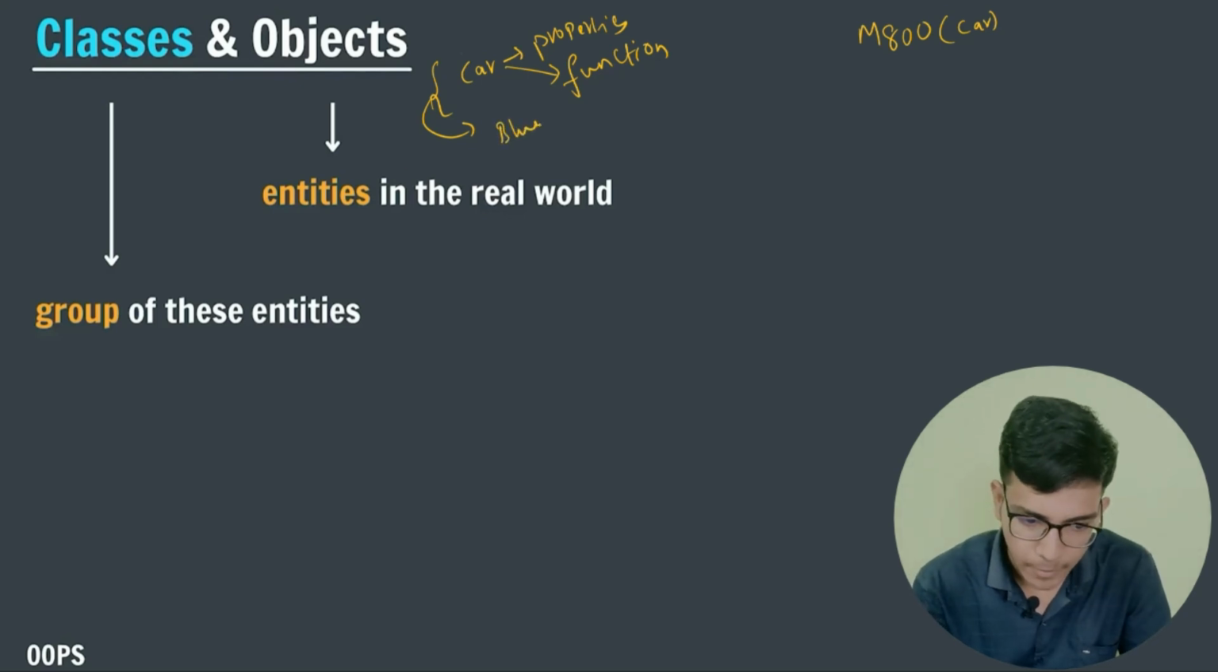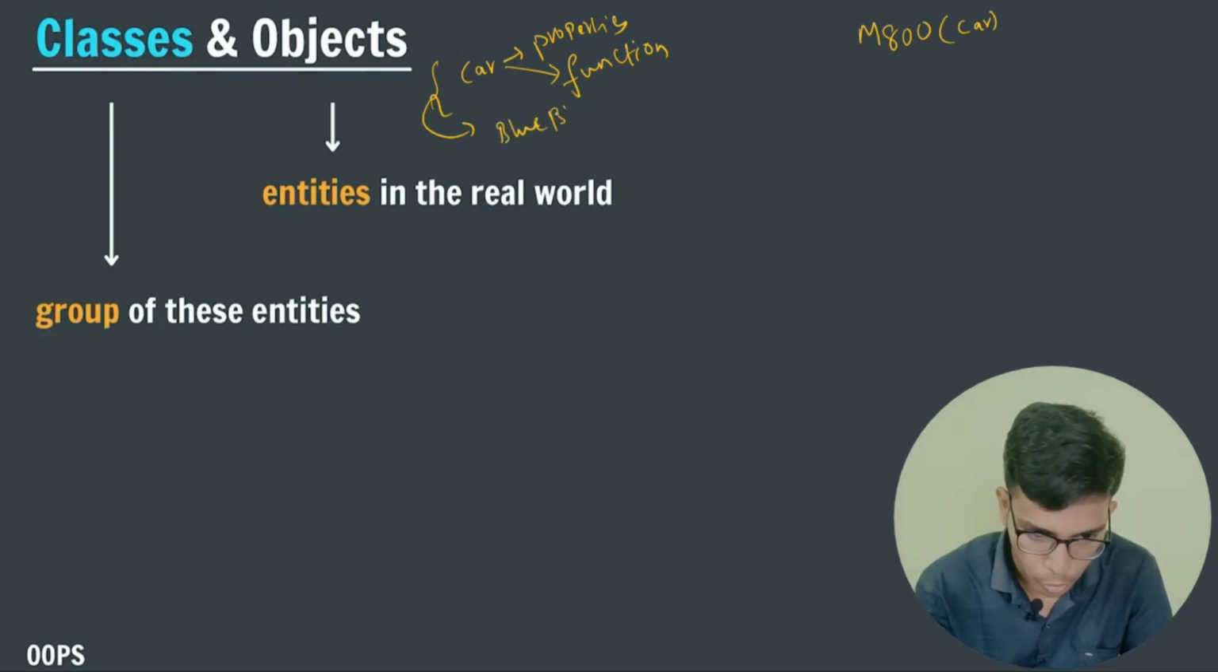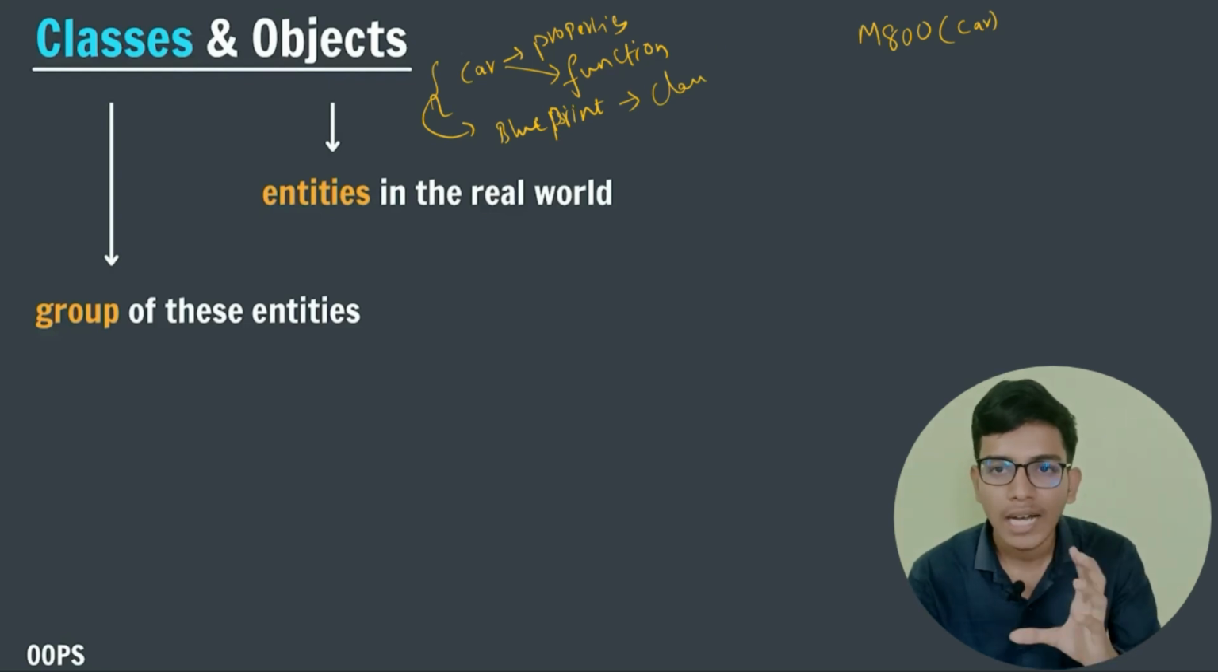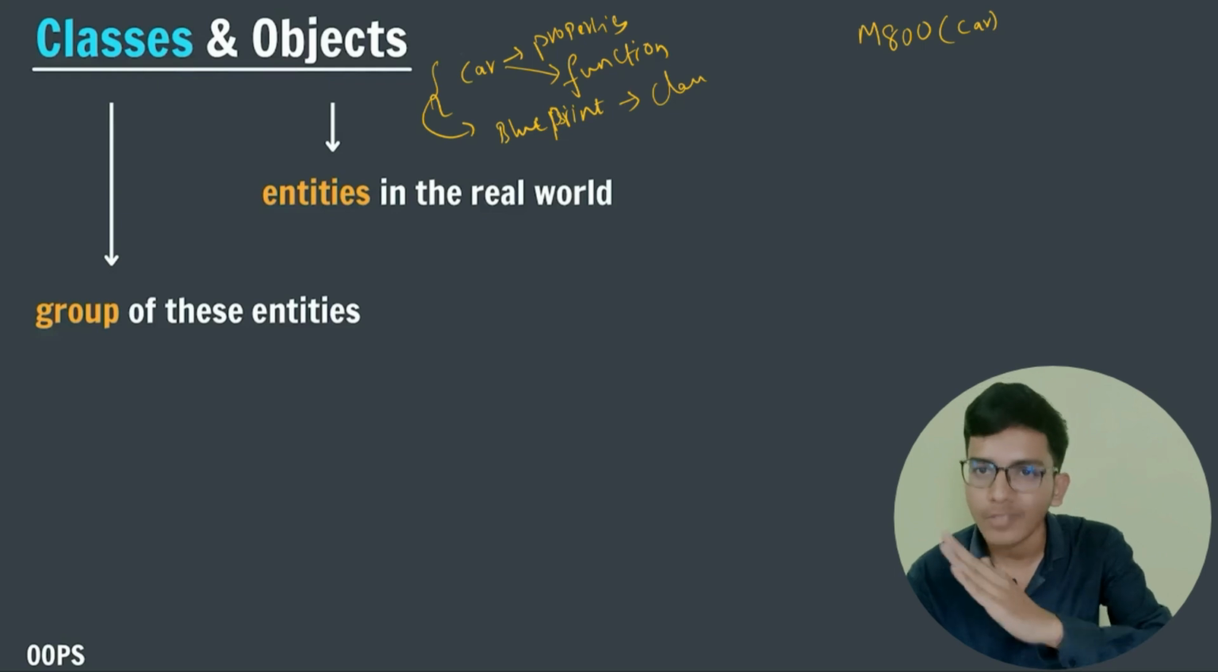So the blueprint is known as class. Just describing the blueprint is known as class. So a class should describe the blueprint of objects.